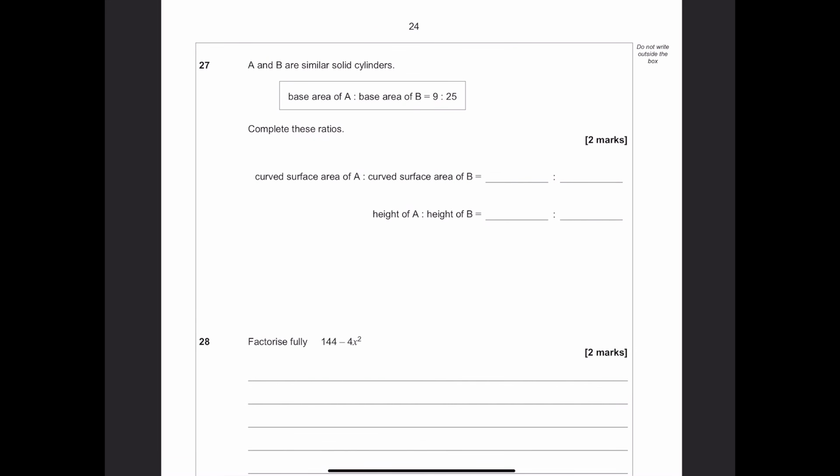A and B are solid, similar cylinders. The ratio of the area of A to the area of B is 9 to 25. Complete these ratios. The curved surface area is going to have the same ratio because we're still on about the area scale factor, but the height is going to be 3 to 5 because we want to square root it to work out the normal scale factor.